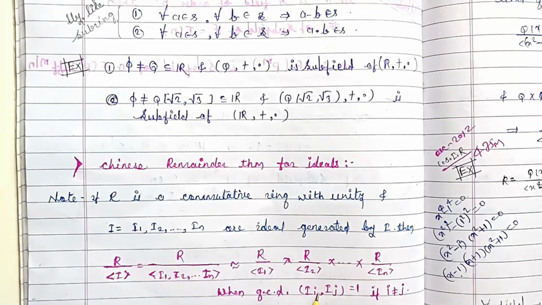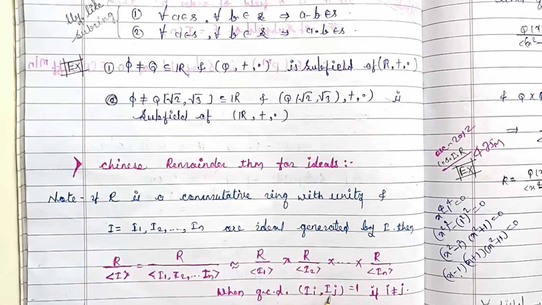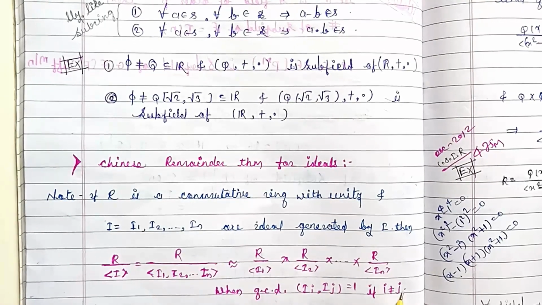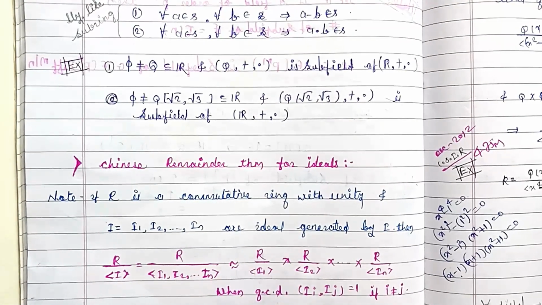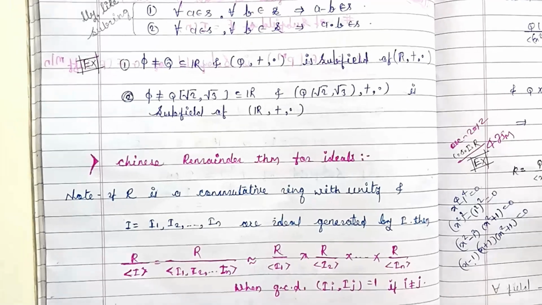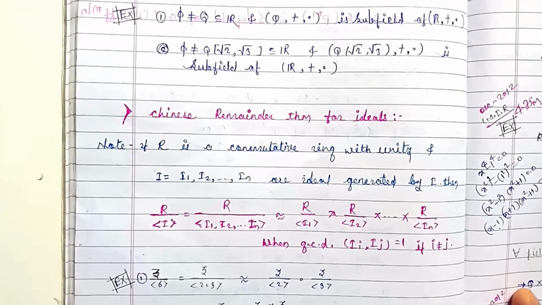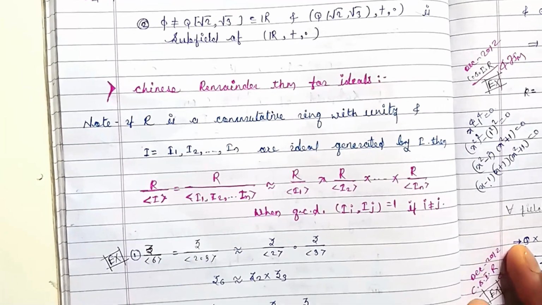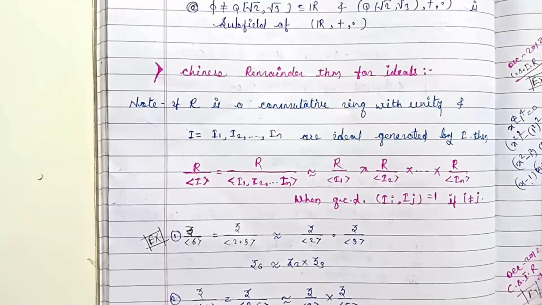Okay, we want I1 and IJ, I and IJ, their GCD is 1, but I and J are not equal. Okay, now let's see some examples, depending on this definition of the Chinese remainder theorem. So I added here one more example.